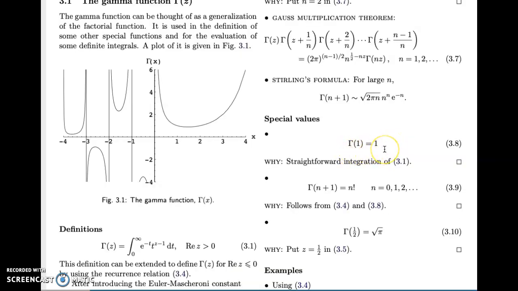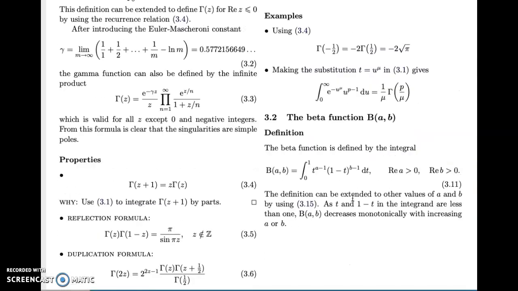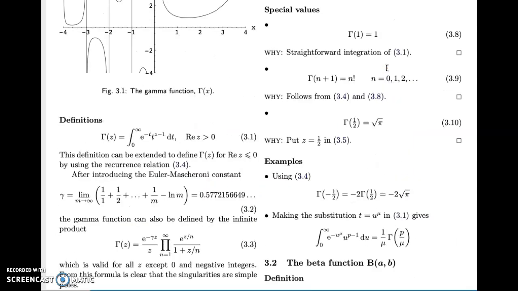So gamma 1 equals 1. This is straightforward to arrive at via the definition. As we said, gamma n plus 1 equals n factorial. Again, this follows from this result here and the fact that gamma 1 is 1. Now finally we get to what gamma half is. Well, it's root pi, from which you can work out what half factorial is, if you like, from this formula.